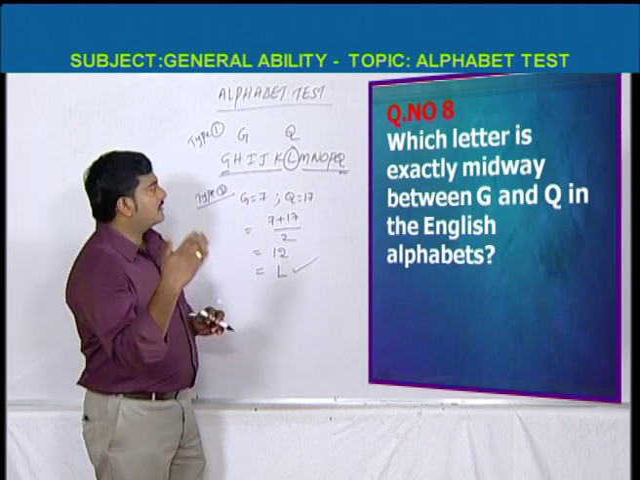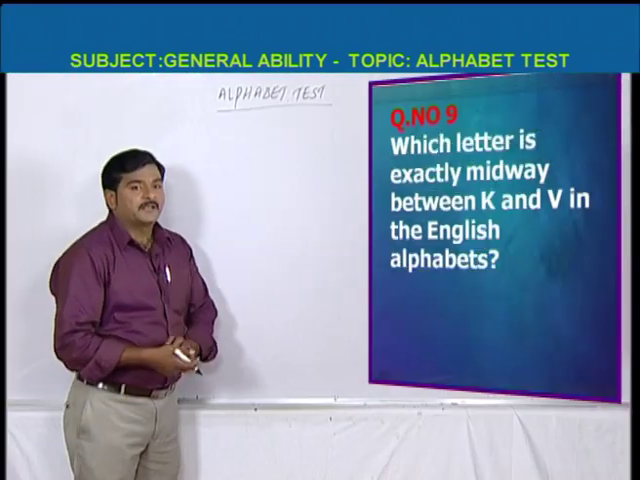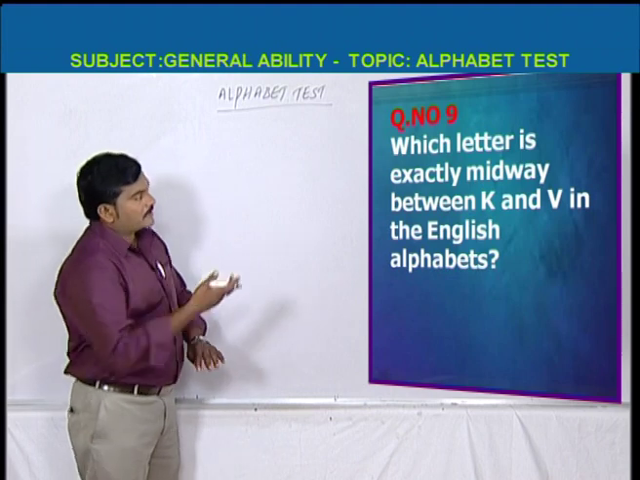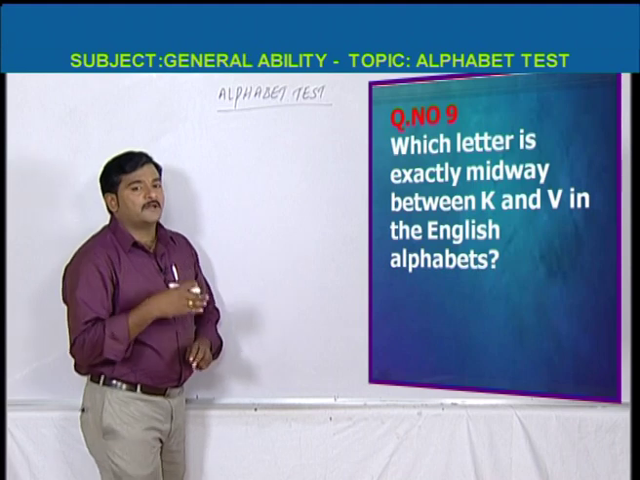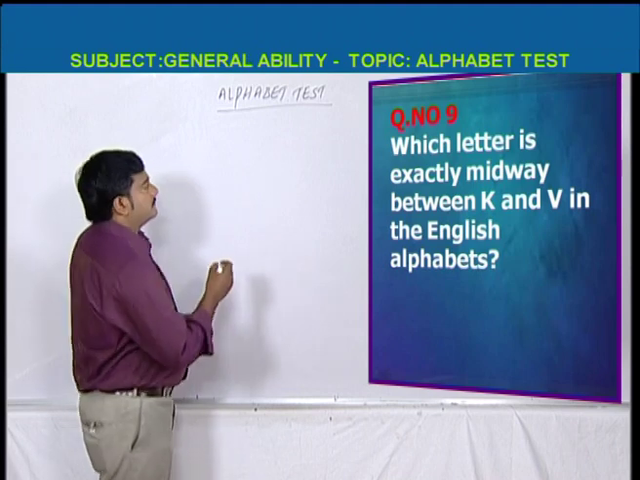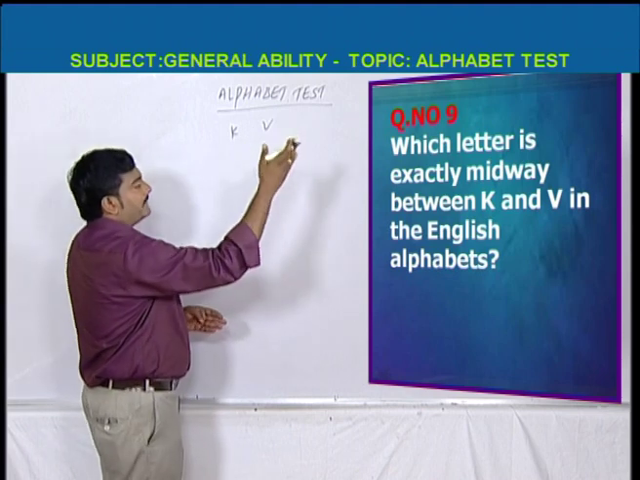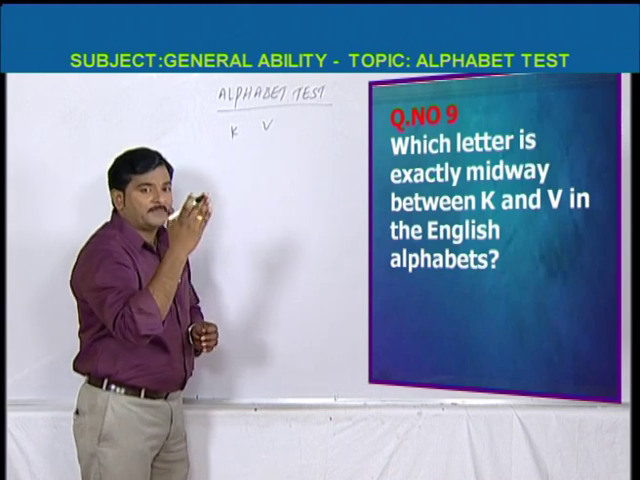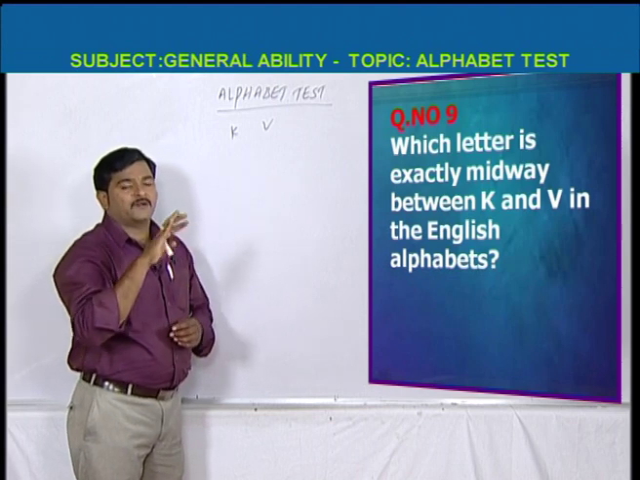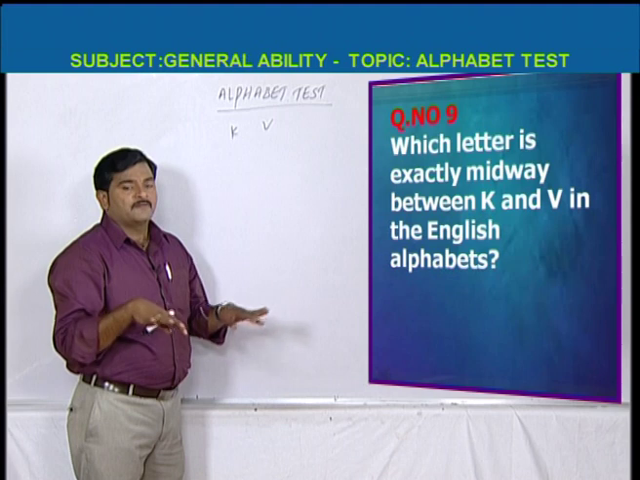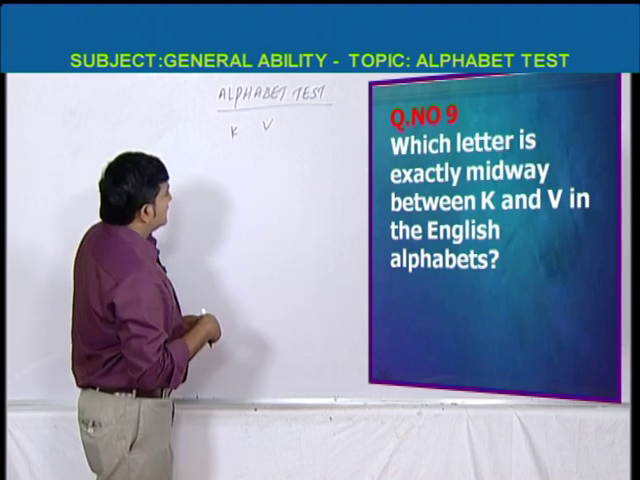Okay, we will take one or two questions further, and you will get some idea. Observe here: in the previous question he mentioned G and Q, whereas now he has given K and V. So K and V means K, L, M, N, O, P, Q, R, S, T, U, V. We can write like that, and in that we have to remove the same quantity of letters from both sides, so we can find the exact middle letter.